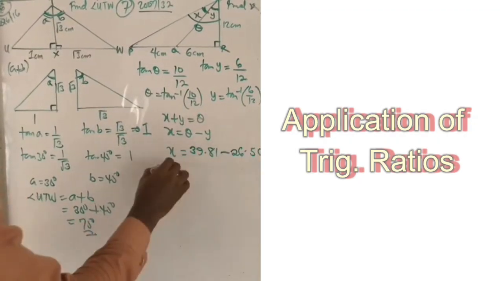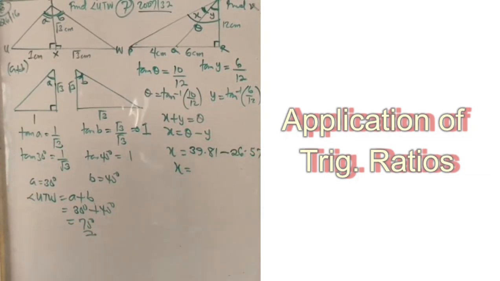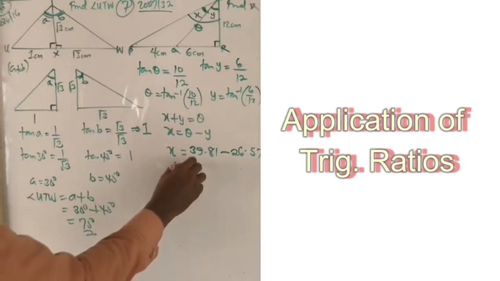26.56. So subtract, get the final answer. Okay, 57. Final answer is what? 13.24.